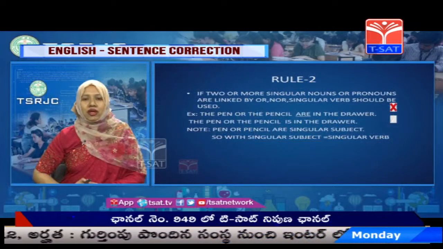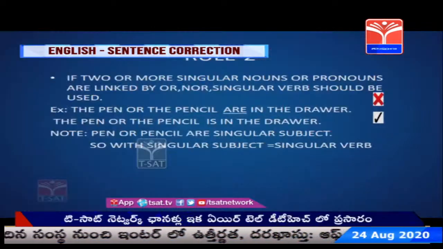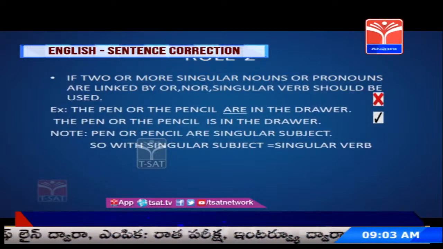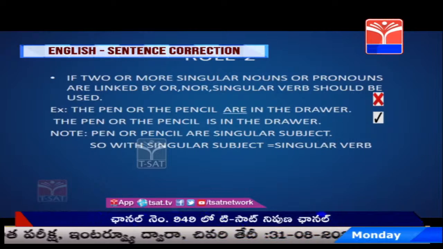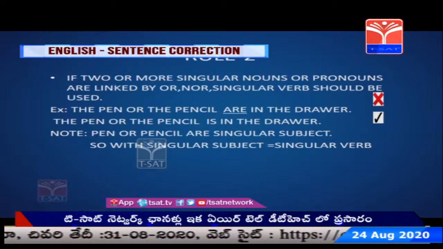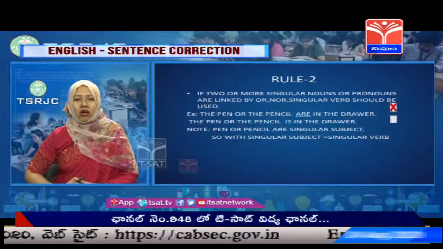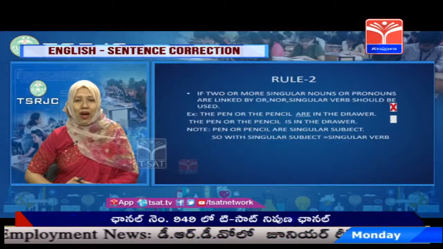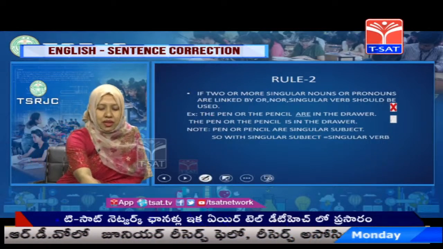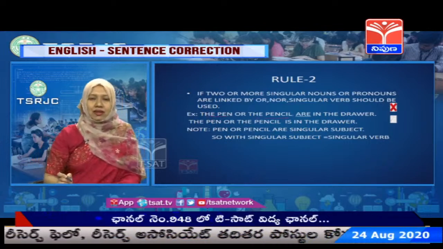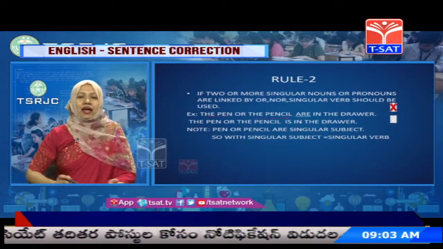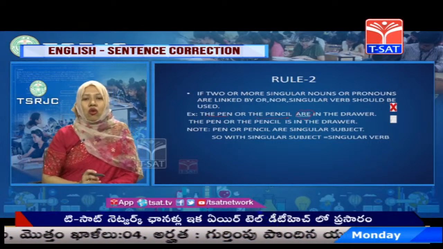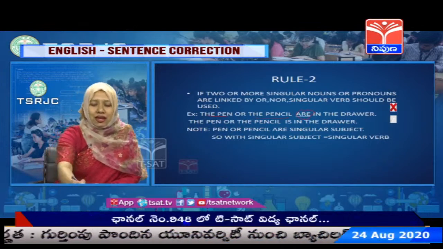If 2 or more singular nouns or pronouns are linked by "or" or "nor," a singular verb should be used. For example, "the pen or the pencil are in the drawer." Remember students, we are using "or" here. When we use "or" or "nor," that means we are talking about one subject. Though 2 subjects are mentioned, the pen and the pencil, we need to consider it as one subject. Here "are" is used as a helping verb, which is wrong. The correct sentence is "the pen or the pencil is in the drawer."